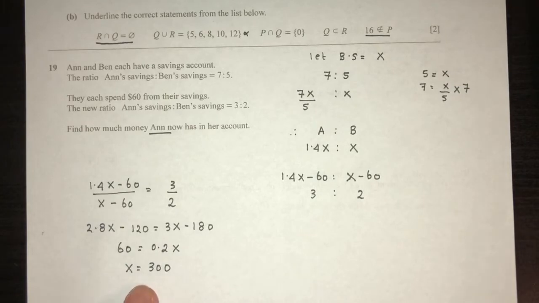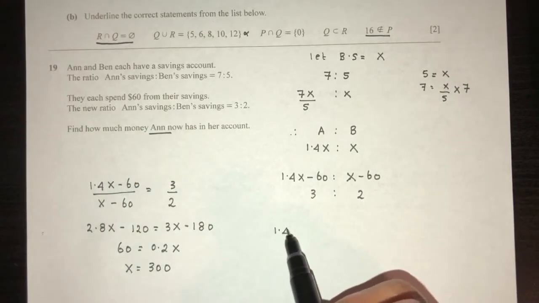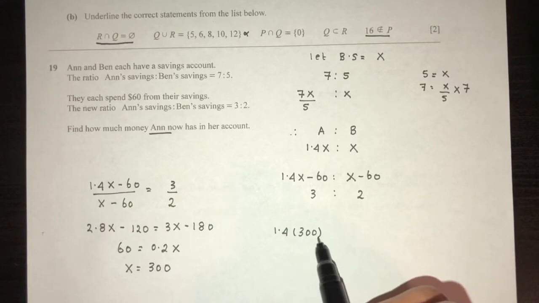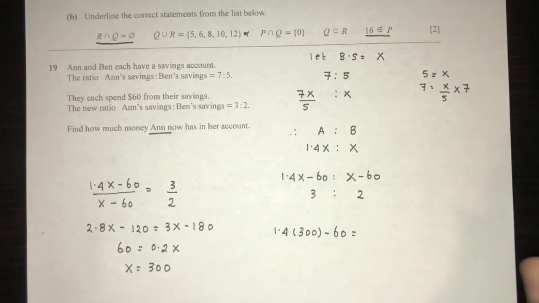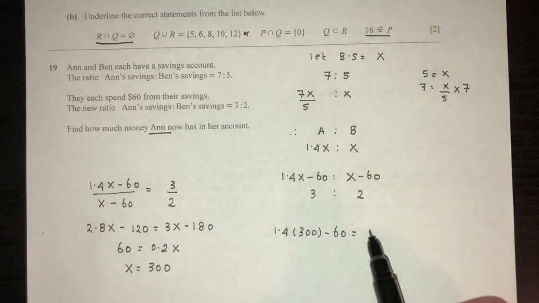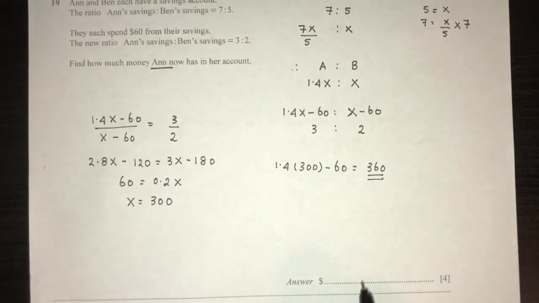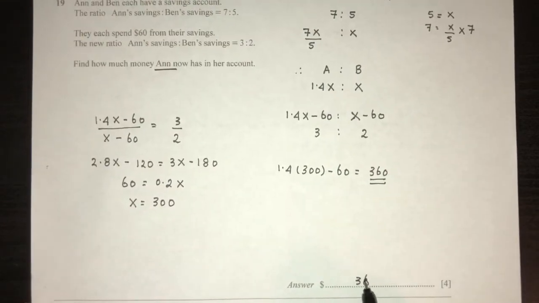Okay, so X is this value, but we want to find how much money Anne has. Anne has 1.4 times X minus 60. So 300 times 1.4 minus 60, that will be 360. So your answer for question 19 will be 360 in Anne's account. That will be 19.